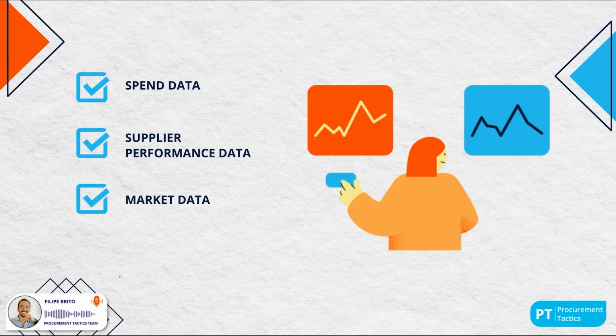Market data includes information on commodity prices, market trends, and external factors like geopolitical events that may impact the supply chain. Keeping track of this data helps procurement teams understand the broader market environment, anticipate price fluctuations, and adjust their sourcing strategies accordingly. For example, if market analysis indicates a potential price increase for a key raw material, procurement can take proactive steps to lock in prices through long-term contracts.